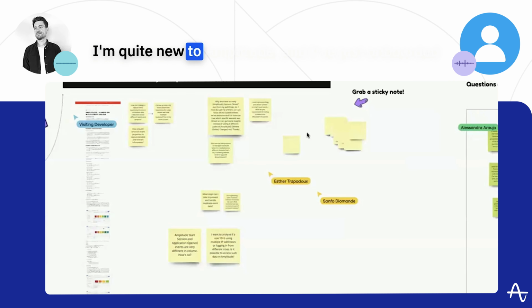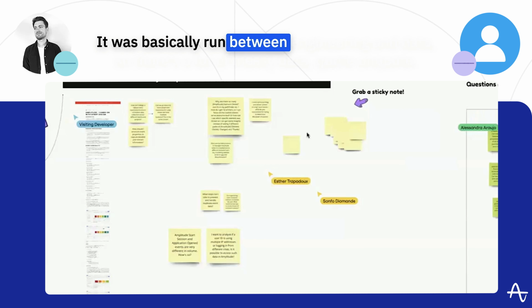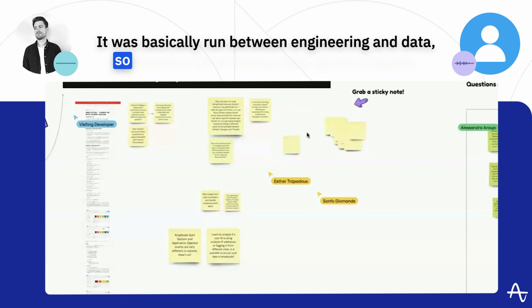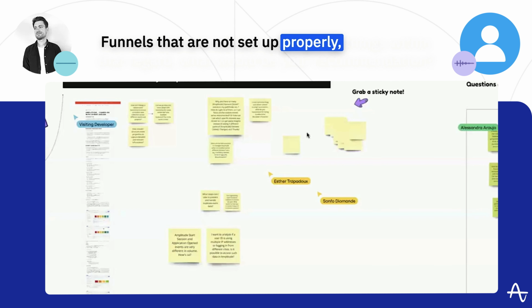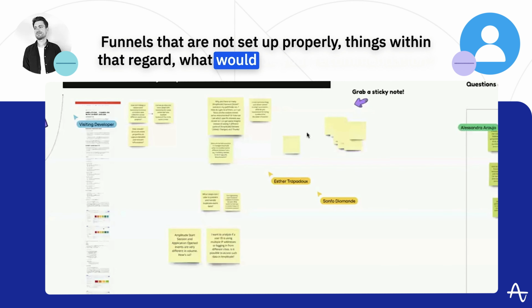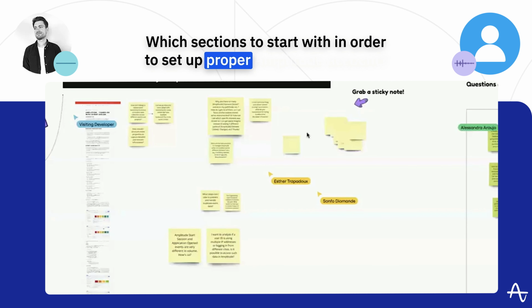I'm quite new to Amplitude, and I've just onboarded on a role with a Saudi-based company that's in food and beverage. It was basically run between engineering and data. So there's a lot of messy data, quote unquote, funnels that are not set up properly, things within that regard. What would be your recommendation? Which sections to start with in order to set up a proper Amplitude account?